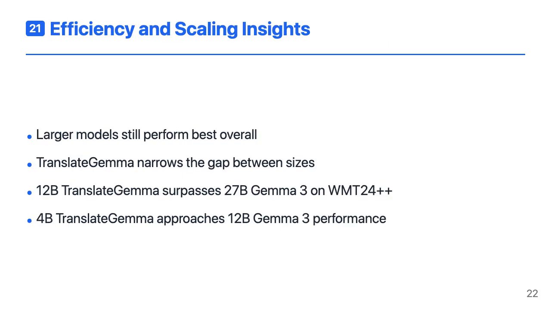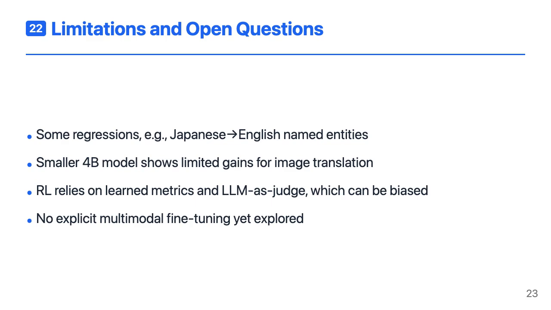As you'd expect, larger models still deliver the best absolute translation quality. But TranslateGemma significantly narrows the gap between sizes. On WMT24++, the 12 billion TranslateGemma model actually outperforms the 27 billion Gemma 3 baseline, and the 4 billion TranslateGemma model comes close to the 12 billion baseline. This means you can get high-quality translation with much lower computational cost, which is important for deployment in resource-constrained settings.